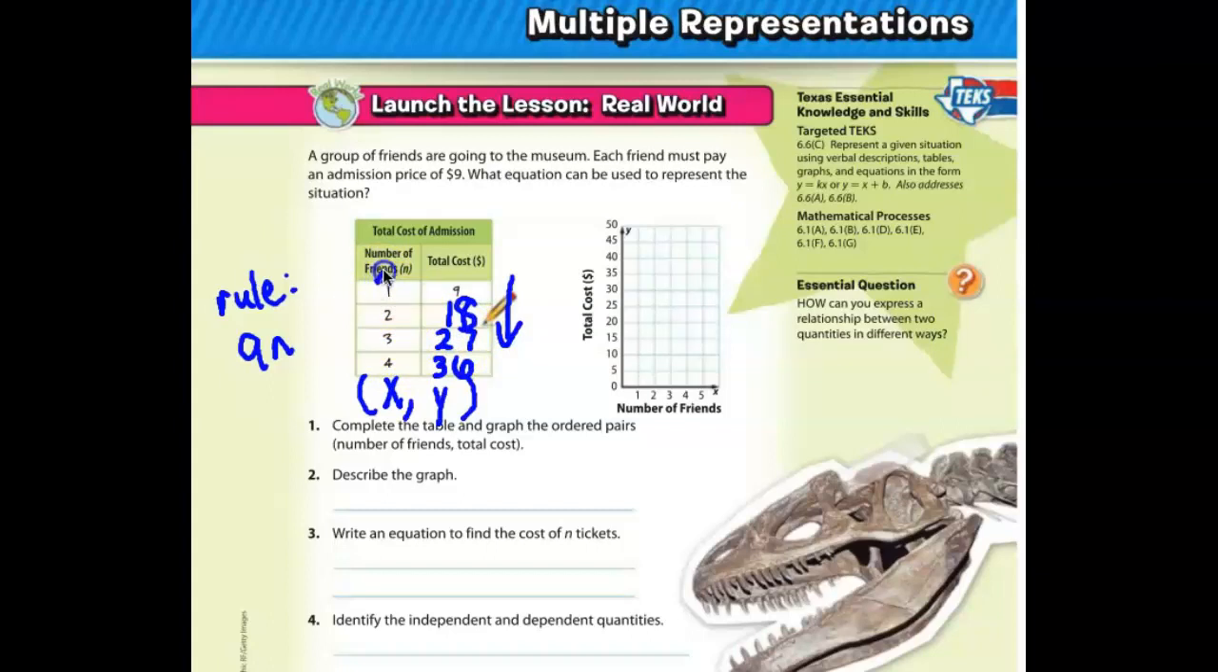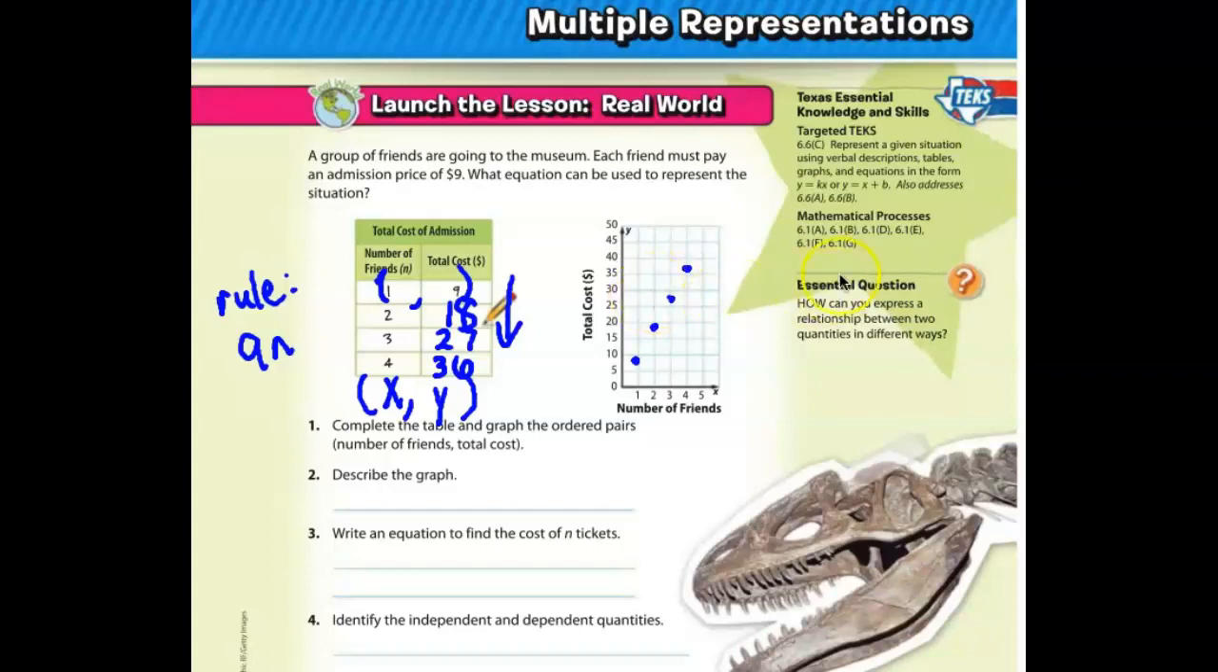So if 1 is x, so this is going to become an ordered pair, 1 comma 9. So I go to 1 and I go up to 9. It's going to be a little bit below the 10. And if I have two friends, it's going to be 18. I'm going to go ahead and pause and finish. Well, hang on. I'll go and do it. So 2, go up to, that's a little bit below the 20. Then I have 3 is 27, a little bit below the 30. And then 4 is 36. It's going to be a little bit above the 35.